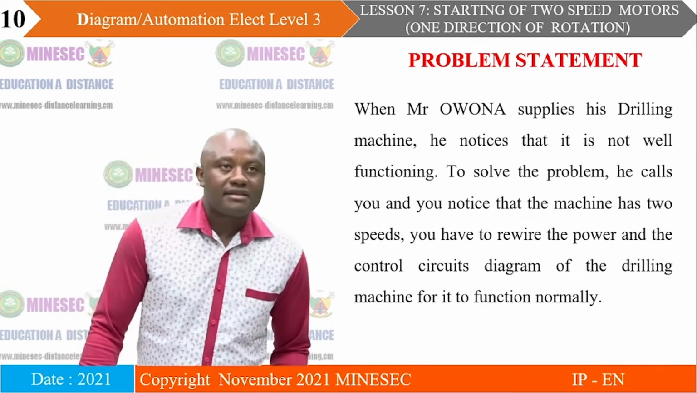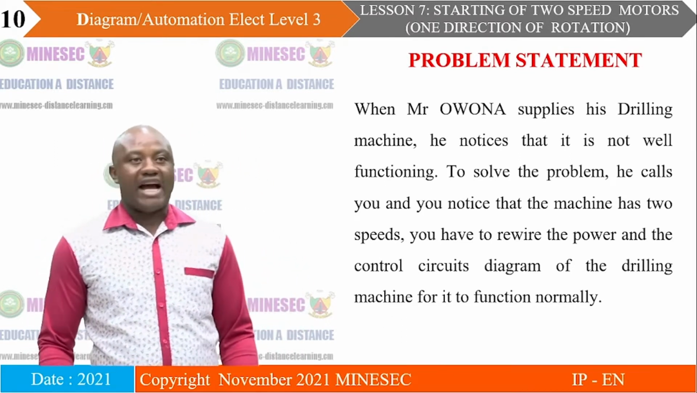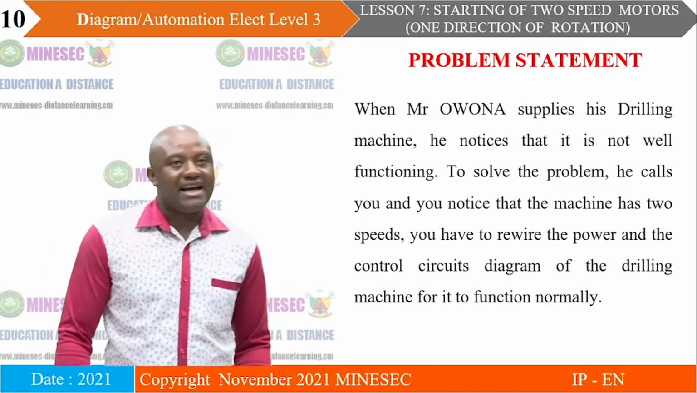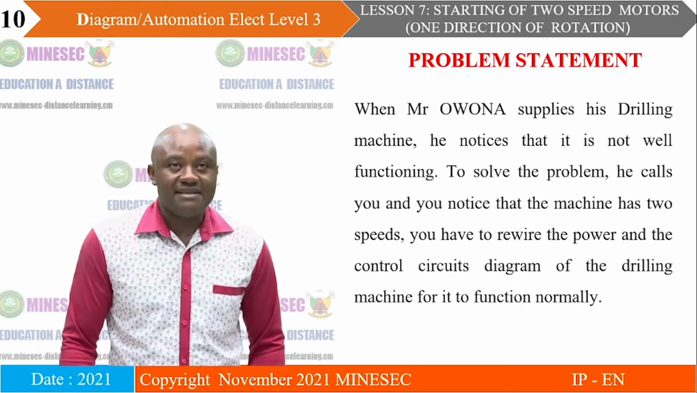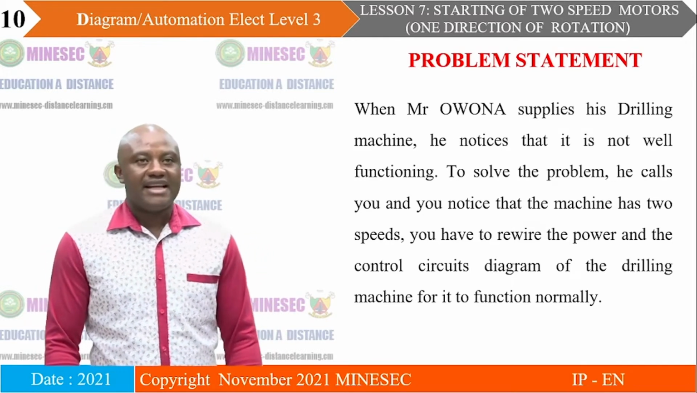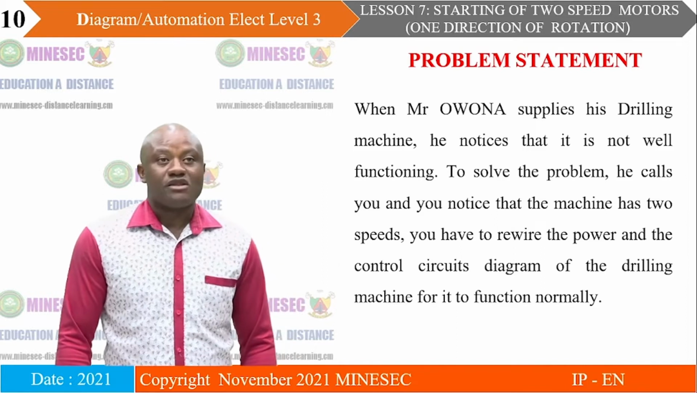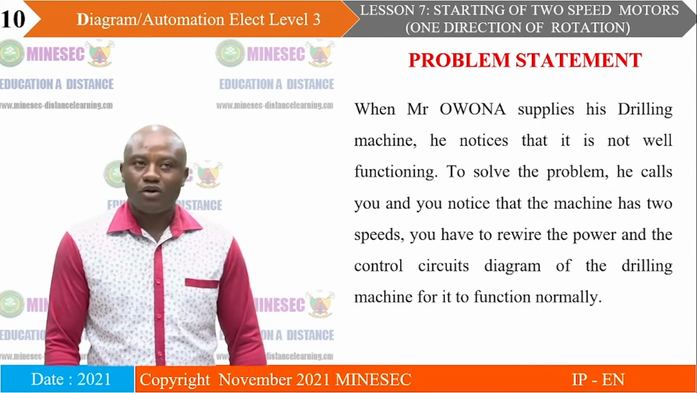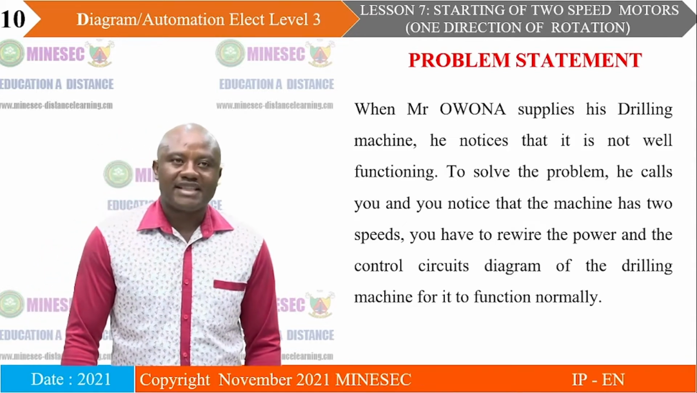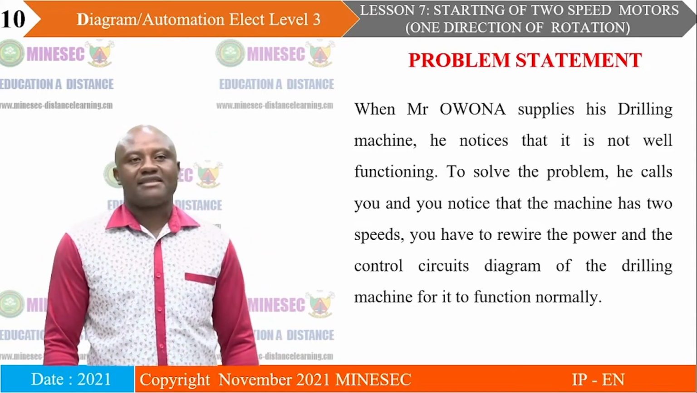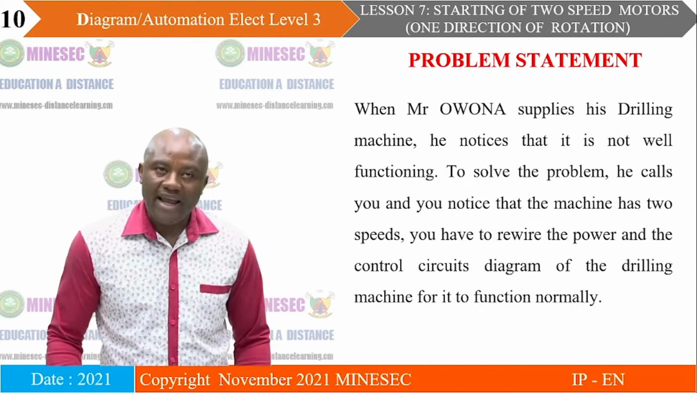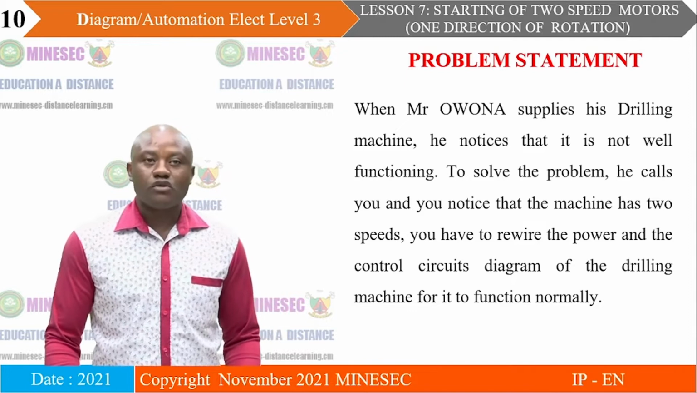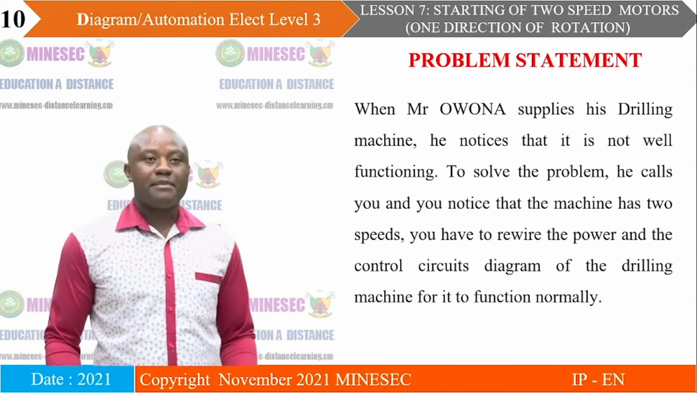My dear students, this is the problem presented before us, and we are going to solve it. When Mr. Owner supplies his drilling machine, he notices that it is not functioning well. To solve the problem, he calls you and you notice that the machine has two speeds. You have to rewire the power and the control circuit diagram of the drilling machine for it to function normally. So that's the problem presented before us.